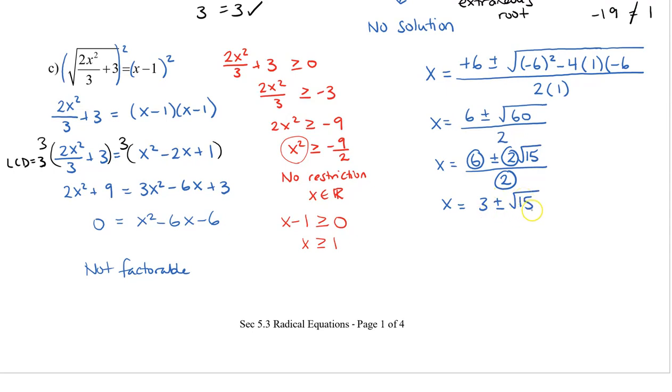Okay, now 3 plus root 15, so just because I don't have the space to check, you can also check it on your calculator. You'll find that 3 plus root 15 works, but 3 minus root 15 is not going to work. And also it doesn't actually satisfy a restriction because 3 minus root 15 will be a negative number, and that is actually going to be less than 1, which is part of our restriction from back here. So 3 minus root 15 is extraneous. So therefore, our only solution is x is equal to 3 plus root 15. And that's it.